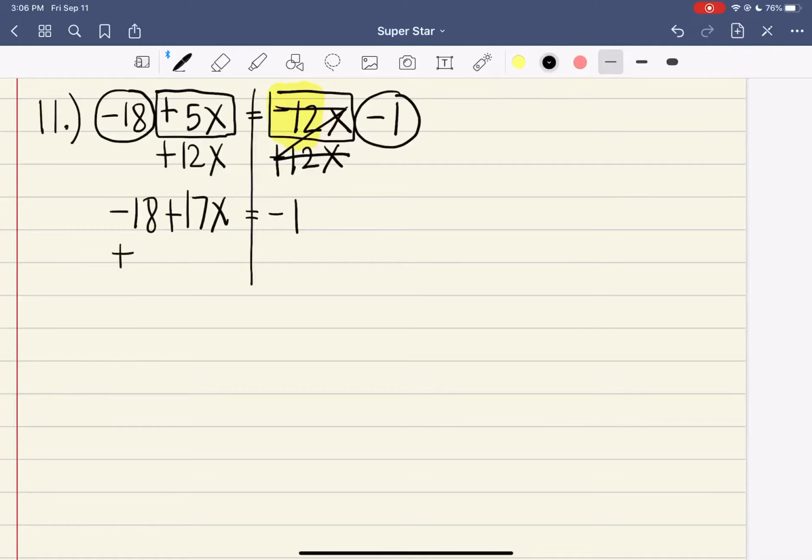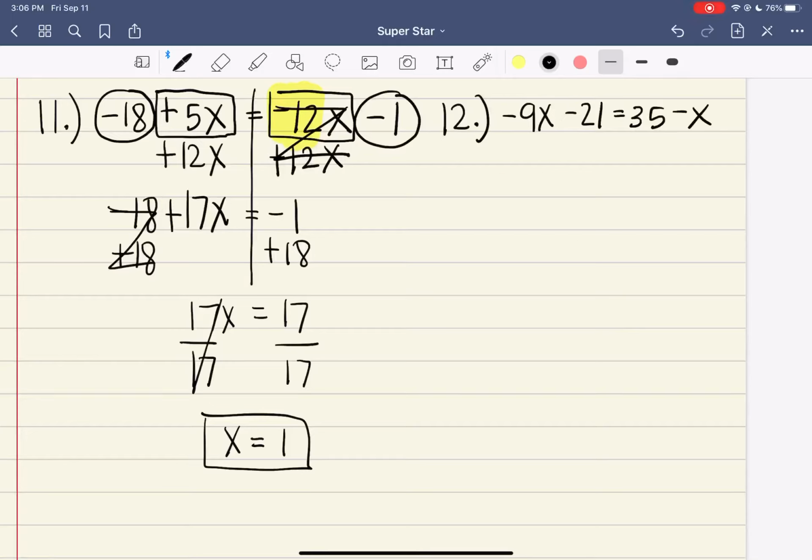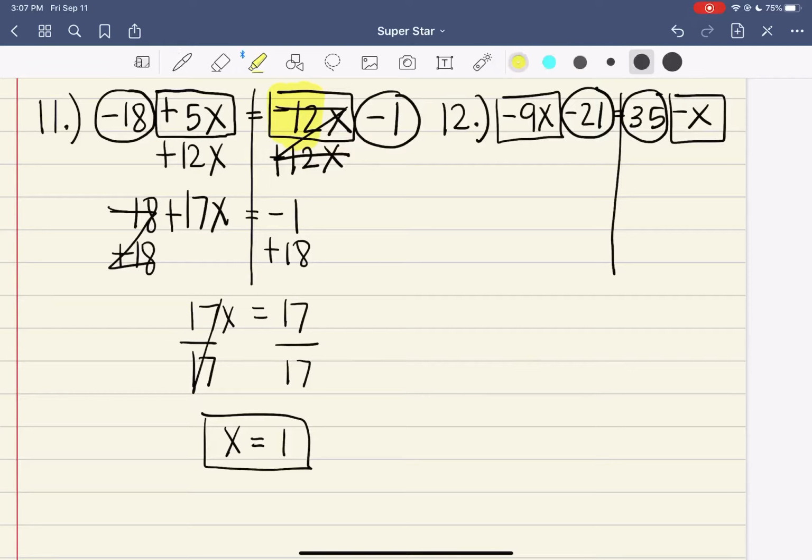So number 12. Negative 9x minus 21 equals 35 minus x. So we're going to box, circle, line, circle, box. And I'm going to move a little quicker. I'm running out of time. So we're going to identify our least coefficient. So negative 9 is smaller than, remember we have a 1 here, so negative 9 is smaller than negative 1, so that is the one we're going to be moving.